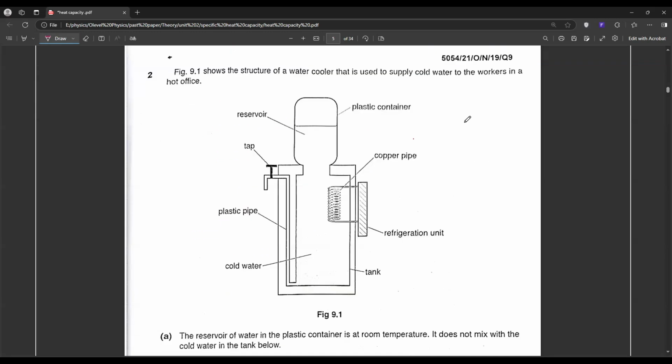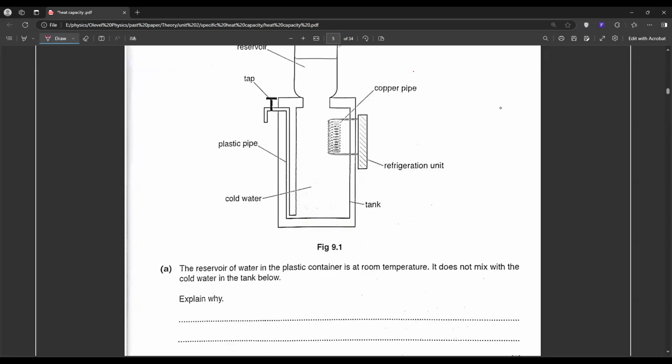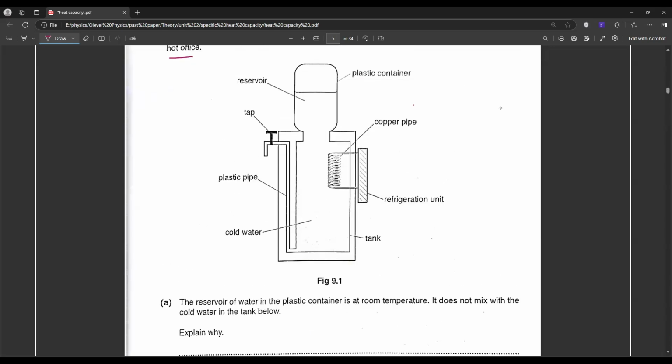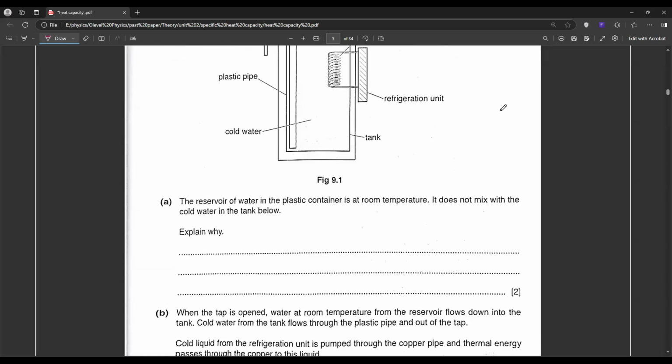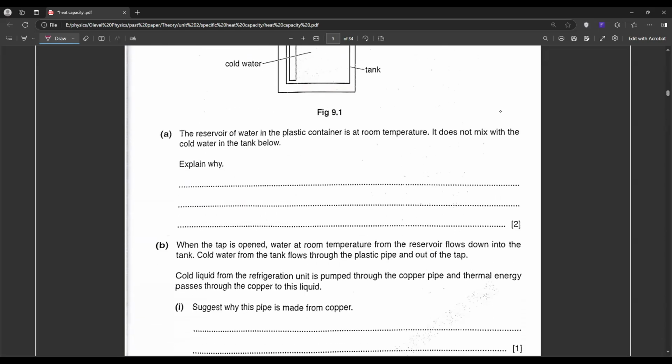Okay, let's see this question. Figure 9.1 shows the structure of a water cooler that is used to supply cold water to the workers in a hot office. The reservoir of water in the plastic container is at room temperature. It does not mix with the cold water in the tank below. Explain why. Why does water at room temperature not mix with the cold water in the tank below?